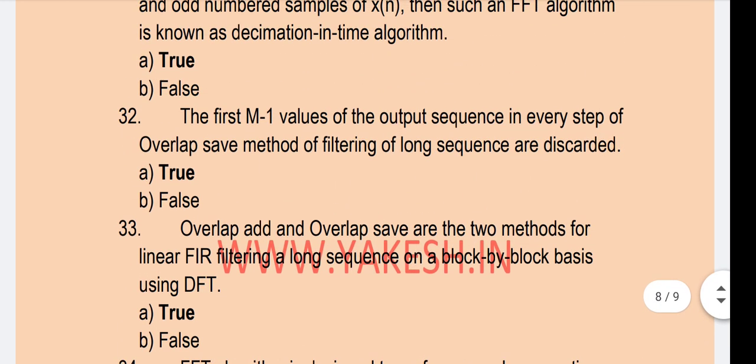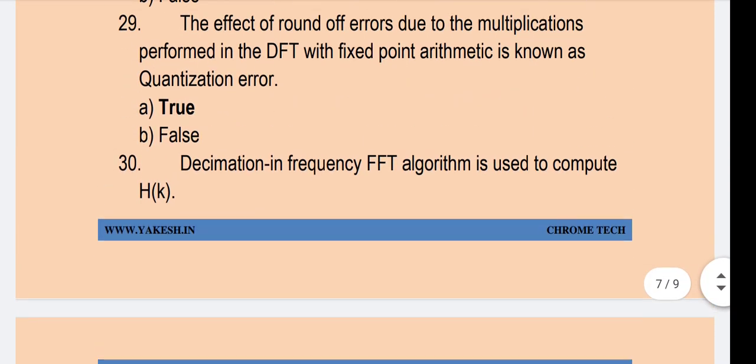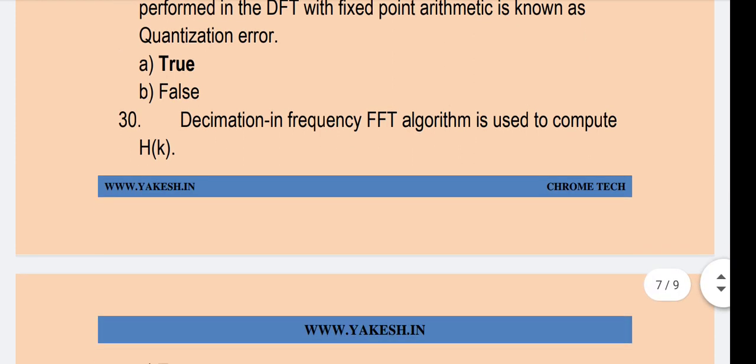Just to go through all the questions is very important. If we split the N-point data sequence into two N/2-point sequences f1(n) and f2(n) corresponding to the even numbered and odd numbered samples of x(n), then such an FFT algorithm is known as the decimation in time algorithm. Option A, true. The effect of round-off error due to multiplication performed in the DFT with fixed point arithmetic is known as quantization error. True. The decimation in frequency FFT algorithm is used to compute H(k). True.